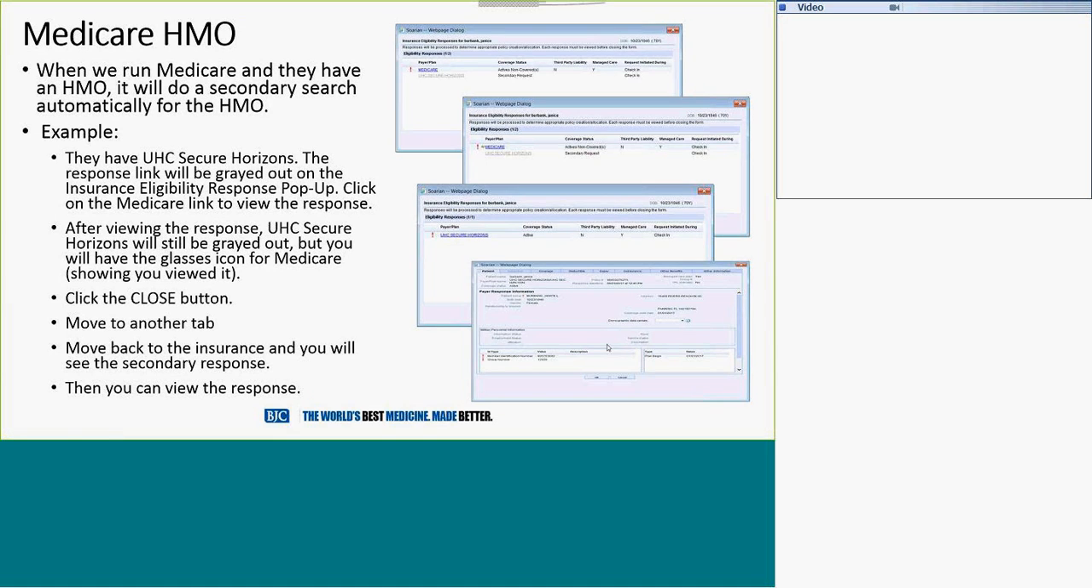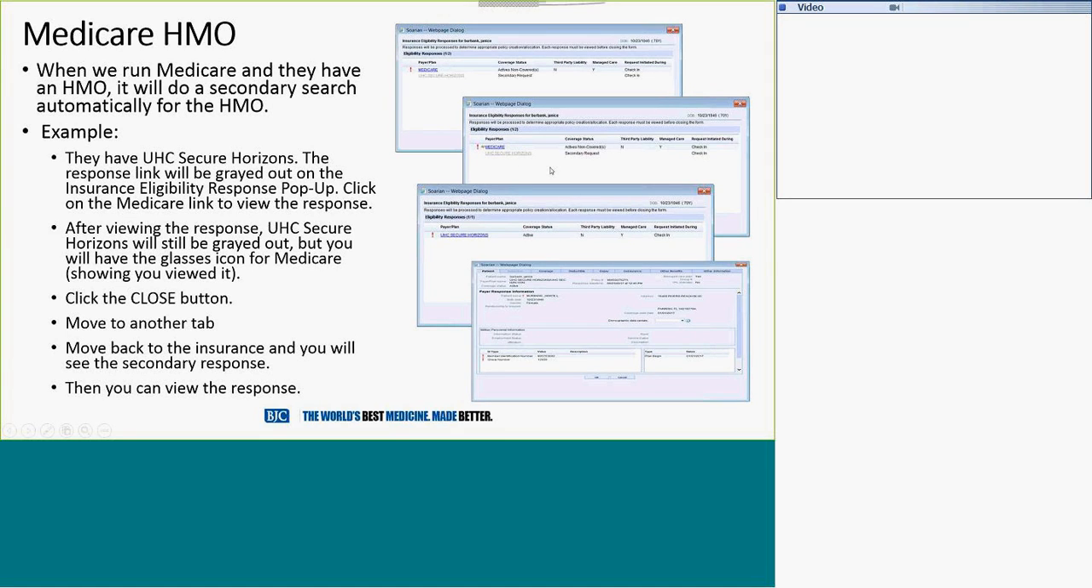For HMO, if they have Medicare and they have an HMO, it will do a secondary search automatically for the HMO. Here's an example, and you'll see some of the screen prints over on the right. If they have UHC Secure Horizon, the response link will be grayed out when this pops up for you. You're going to click the Medicare link to view the response. That will be blue. After viewing that response, you'll come back to this screen. You'll see the eyeglasses next to Medicare, and you'll see the UHC link will still be grayed out right here.